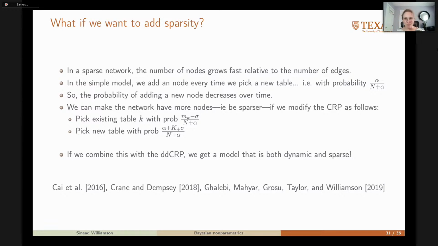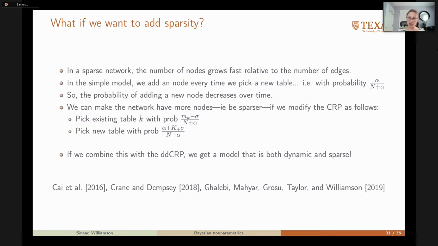And this keeps the probability of getting a new table that little bit more alive. It's still going to decrease, because the number of tables does not increase as quickly as n, right? But it's going to decrease a little bit slower. And we can show that it decreases slowly enough that we still have a sparse graph, right?